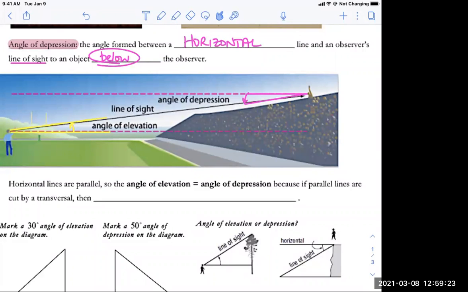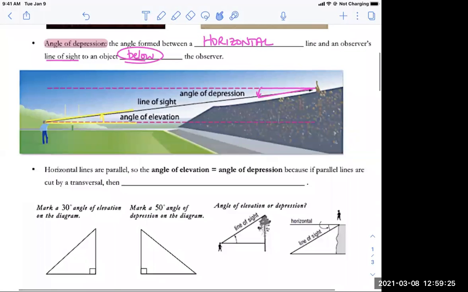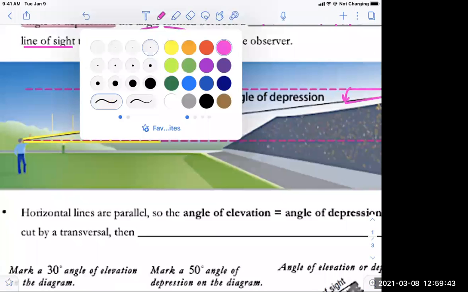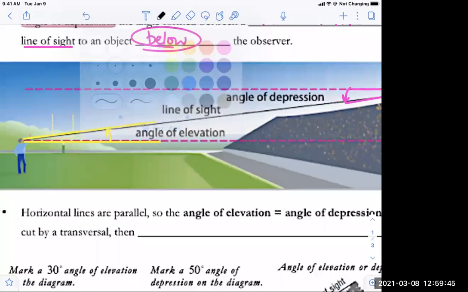Why does it make sense in that picture that those two angles should be congruent? Why does it make sense? Because they're alternate interior angles. Alternate interior angles. So we know that the lines are parallel because why? Because they have to be horizontal. Yeah, theoretically they're parallel because they're both from the horizontal.